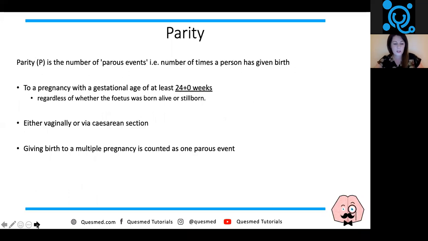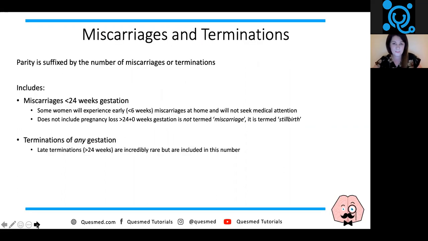So let's talk about parity. Parity is the number of parous events, i.e. the number of times a person has given birth. This has the caveat of to a pregnancy with a gestational age of at least 24 weeks, regardless of if the fetus was born alive or stillborn. This number includes both vaginal deliveries and cesarean sections. They're both counted as parous events. And giving birth to a multiple pregnancy, such as twins or triplets, is still counted as one parous event.